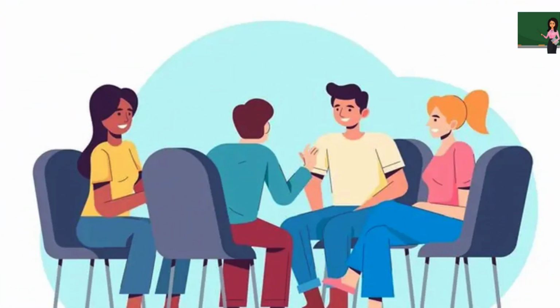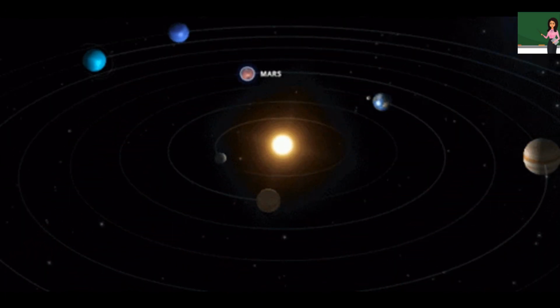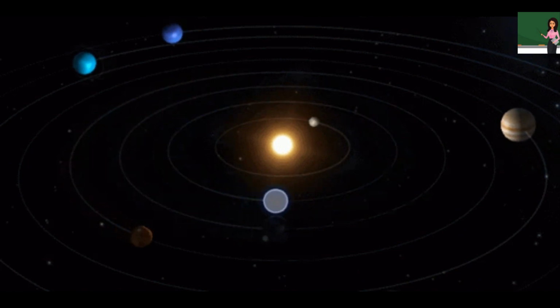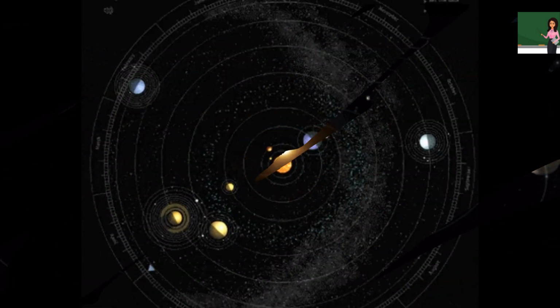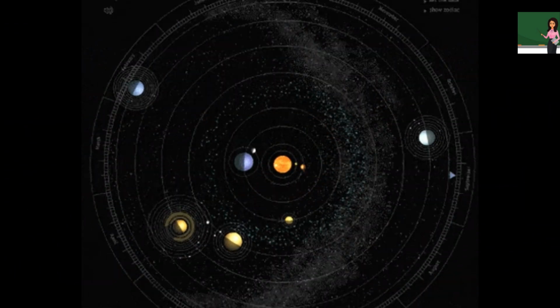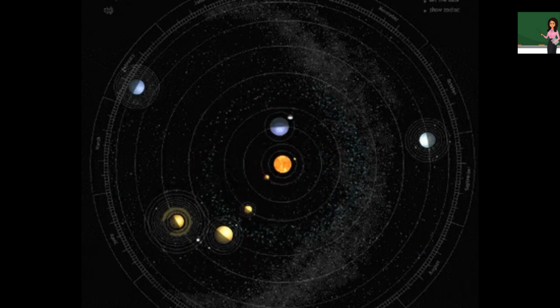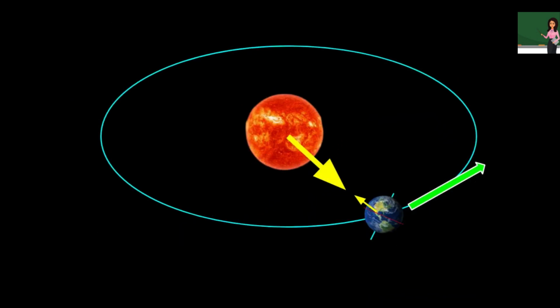Find out and discuss. The gravitational force operates between the Sun and the planets in the solar system. Because of this, the planets revolve around the Sun. At the same time, gravity also operates between planets and their satellites. Then why don't all the planets and satellites fall towards the Sun?